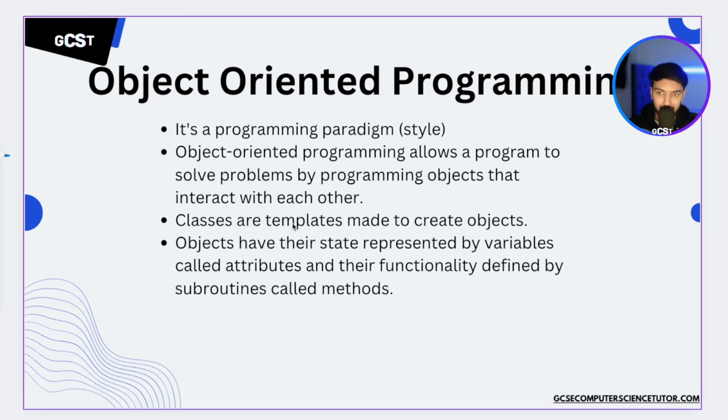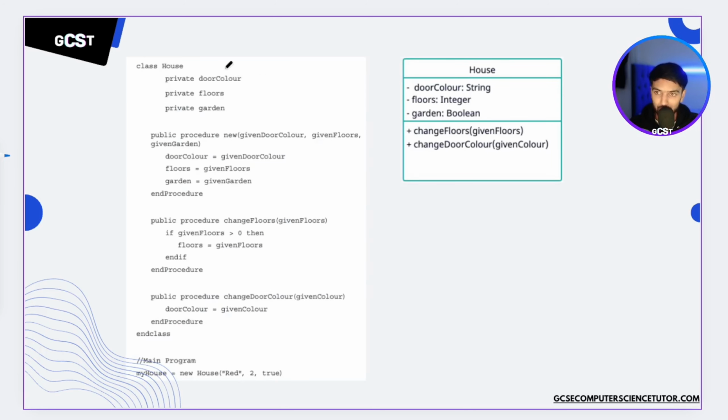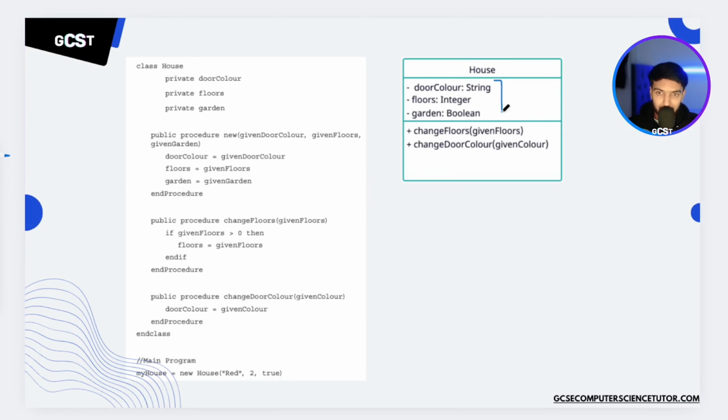So what a class is, it's a template to make an object. Objects have state, which is represented by variables or attributes, and they also have functionality, like methods. Let's look at an example. So here's a class for a house. These over here are the attributes and these are the methods.